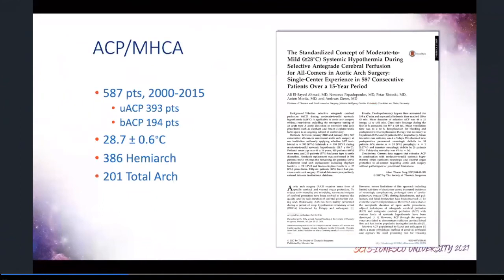ACP in the setting of moderate hypothermic circulatory arrest is safe, as demonstrated in this particular study from our colleagues from Germany, looking at almost 600 patients, about 2/3 of which were unilateral ACP, 1/3 bilateral ACP. Circulatory arrest was carried out at 28.7 degrees, and about 2/3 again had hemiarch reconstruction, and about 40% had total arch replacement.